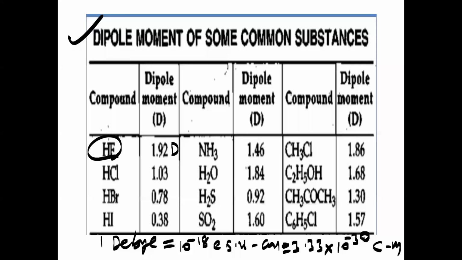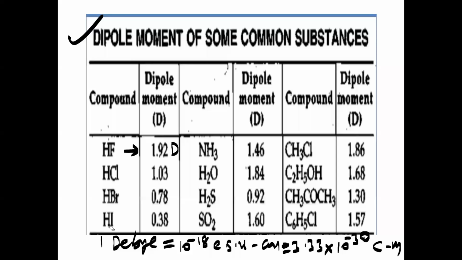So how many Debye for the HF molecule? HF molecule has 1.92 Debye, and HCl molecule 1.03, HBr molecule 0.78, HI molecule 0.38. Here, fluorine, chlorine, bromine, iodine, all these belong to the same group. What are these here? Group 17 elements: fluorine, chlorine, bromine, iodine. Hydride of fluorine, hydride of chlorine, hydride of bromine, and hydride of iodine.